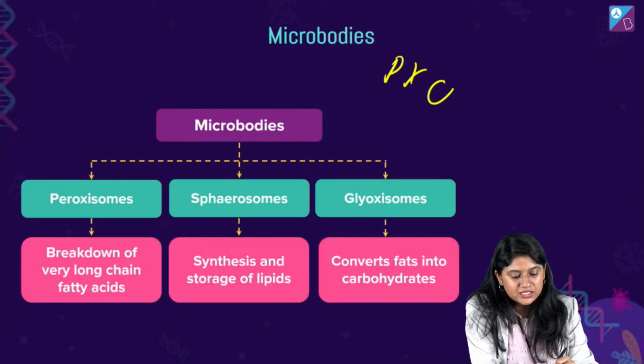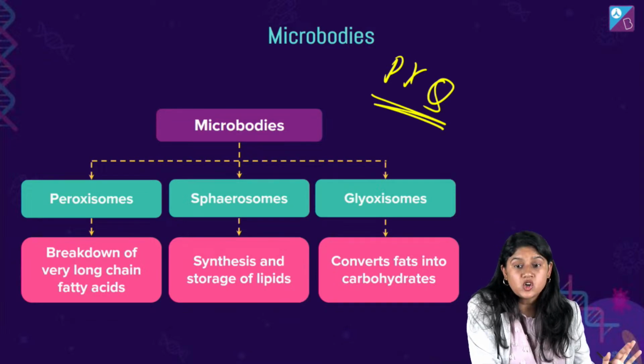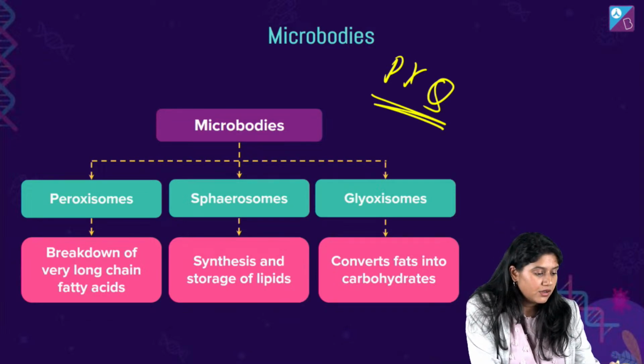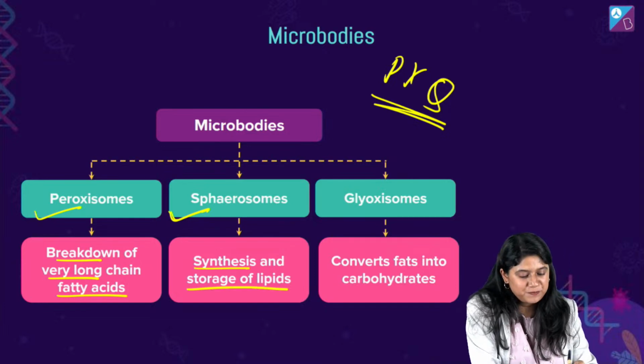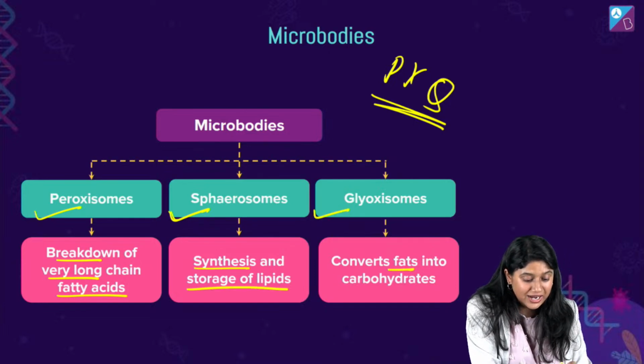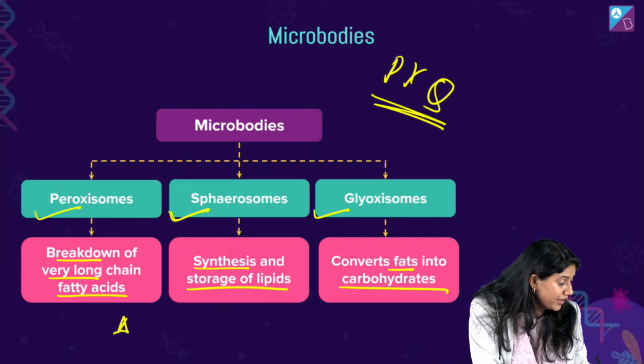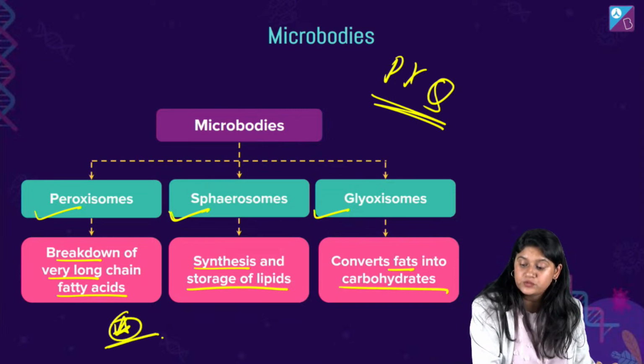Isko as it is yaad rakh lijiye. Sure, short PYQ question, right? We have peroxisomes, breakdown of the very long chain of fatty acids. We have spherosomes, synthesis and the storage of the lipids. Glyoxysomes convert fat into the carbohydrate. Super important, everyone. Take a screenshot of this, right?